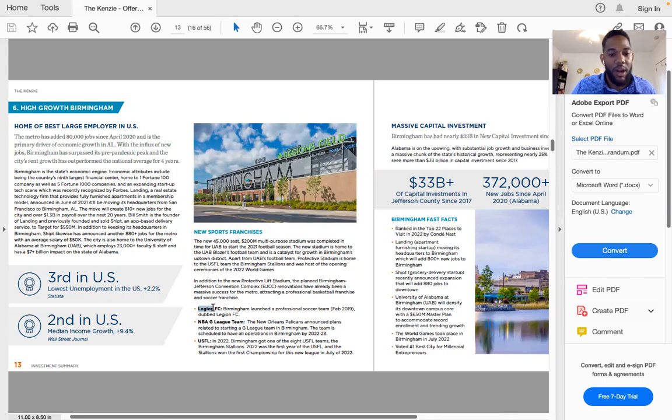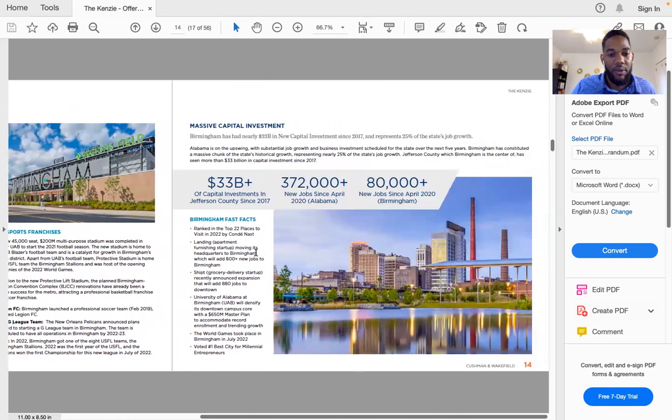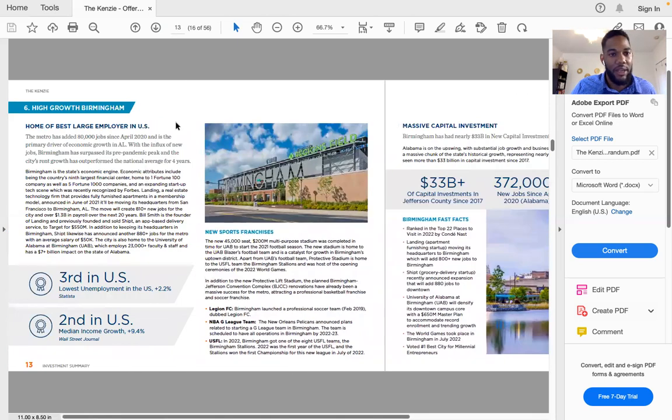They've gotten a soccer team. I almost said football, a soccer team, an NBA G League team, a second league football team. So the city is under good management here. They hosted the World Games in 2022. So there are a lot of encouraging things about this city. I would classify this as an emerging city when you're seeing statistics like this, but it's not a primary market, right? So this is not Atlanta, this isn't really like a Houston, Texas, or Dallas, Texas, but it does have some positives there.